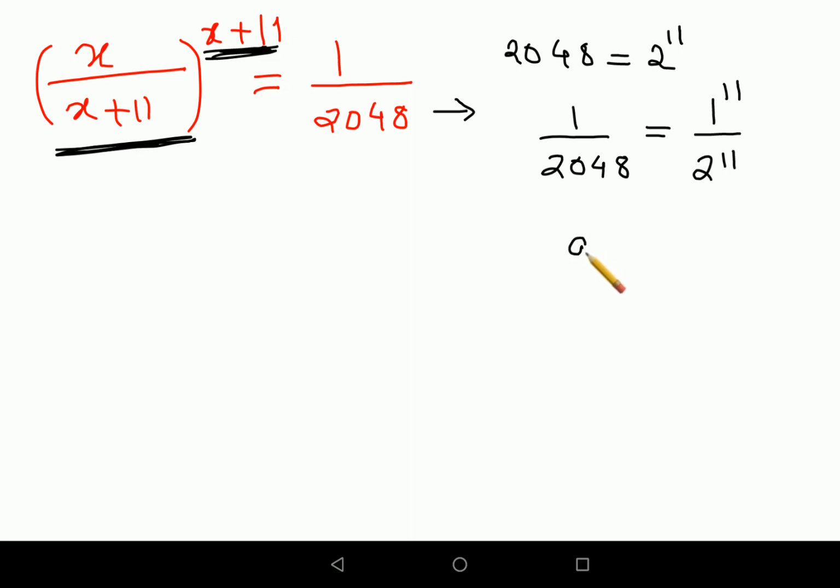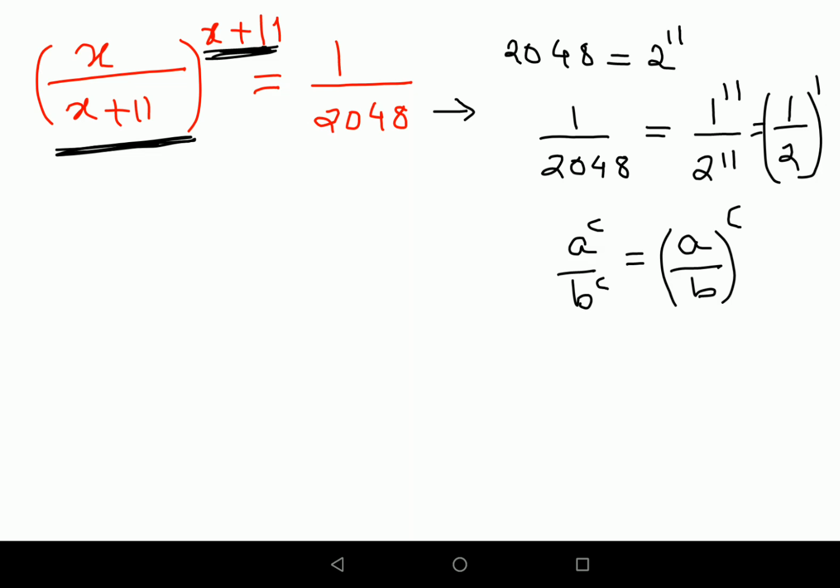Now remember that the law of indices says what? Whenever you have a fraction which is raised to the same index, you can write the entire fraction in such a way that it is the whole raised to the same index. So using the same logic, I can write this as nothing but 1 upon 2, the whole raised to 11. So instead of 1 upon 2048, I can write 1 upon 2, the whole raised to 11.